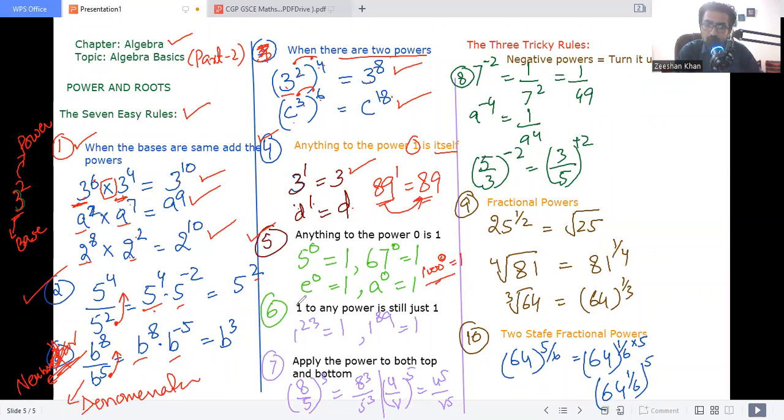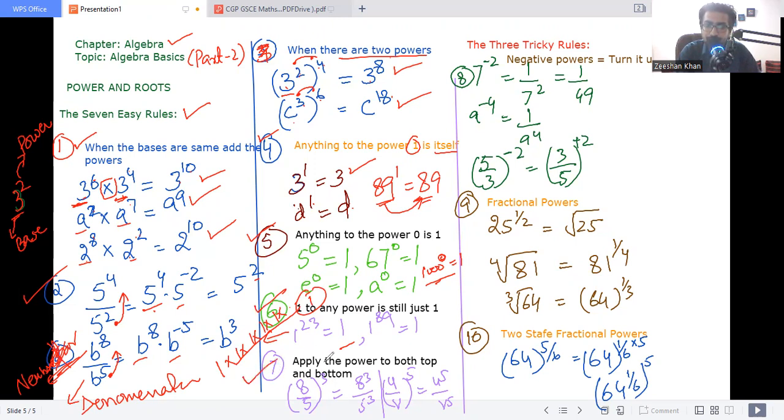Rule number 6: 1 to any power is still just 1. So 1 power 23 is equal to 1. 1 power 89 is equal to 1. What does 1 to the power 23 mean? It means multiply 1, 23 times. When we multiply 1, 23 times, we will get 1. We will not get 23 because we are multiplying. 1 multiplied by 1 is 1, and 1 times 1 times 1 times 1 is still 1. So this was rule number 6.